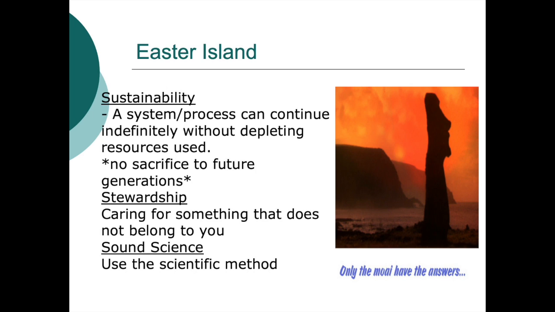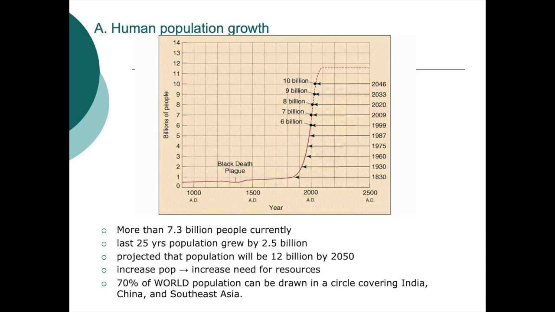So when you're thinking about sustainability, it also must follow sound science. It has to be based on evidence, and it has to be able to be supported by natural law. And so when you're considering sustainability, population must be included in that. Now, you have seen this graph before, the exponential growth rate of the human population. Again, we're looking at 7.3 billion people on this planet right now. And in the last 25 years, that population has grown by 2.5 billion. If you're looking into the future, we're looking at a population of 12 billion by the year 2050.